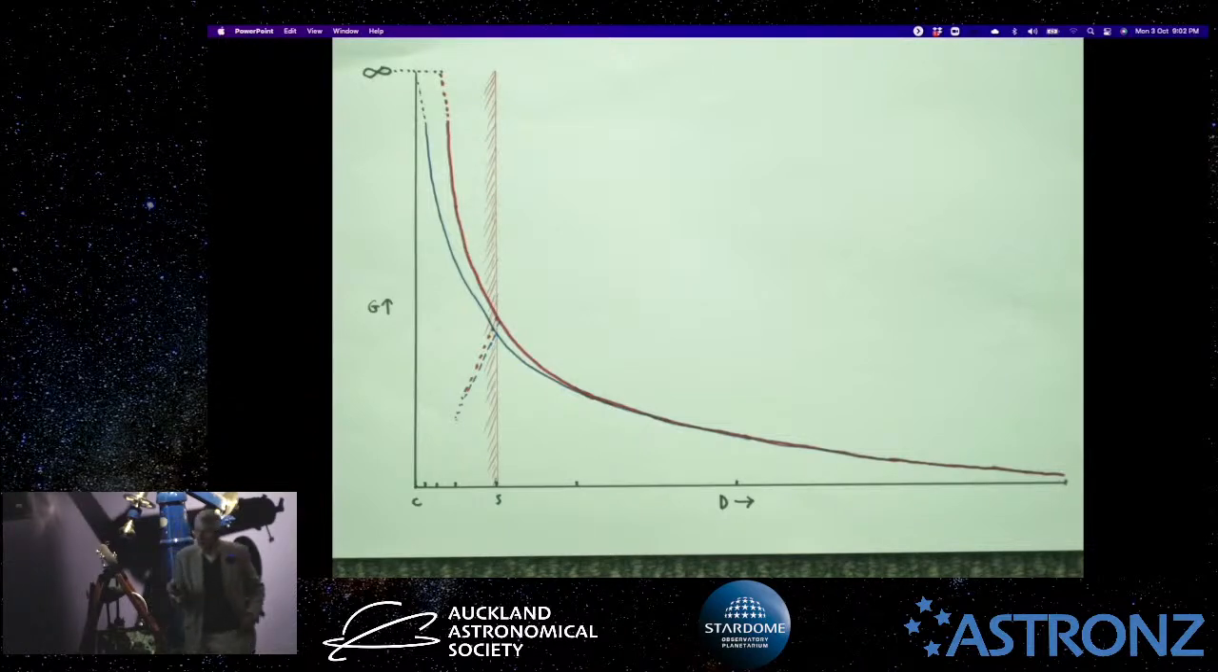So what happens with Newton's law is that for every halving of the distance to the center of gravity, there's a fourfold increase in the gravitational field. And it tends towards infinity at the center of the object. The red line represents gravity as described by relativity. So how does it differ? Well, in mild gravitational fields, it's exactly the same.